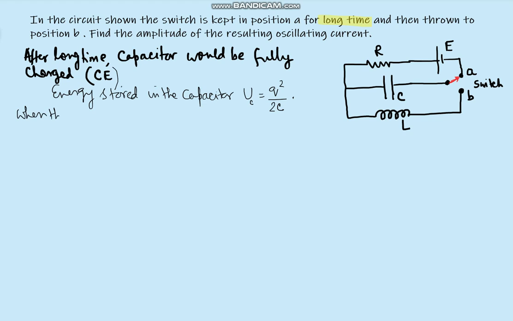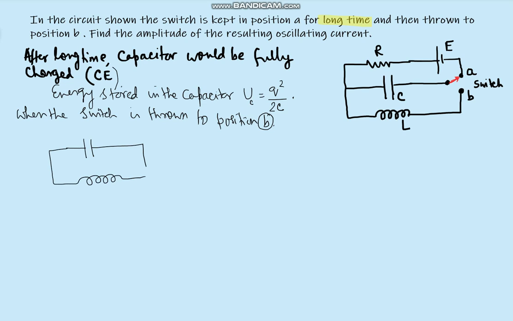Now what will happen when the switch is thrown to the other position, that means position B? When it is thrown to position B, the resistance and the cell go out of the scene. So we have a capacitor directly connected to an inductor.